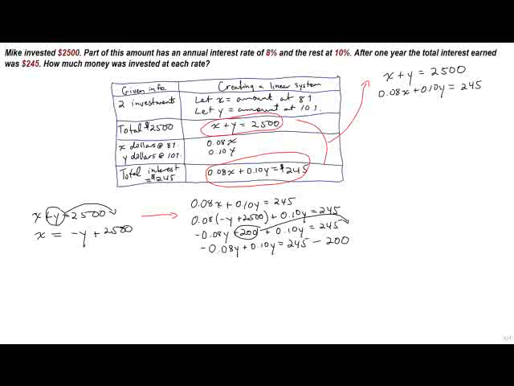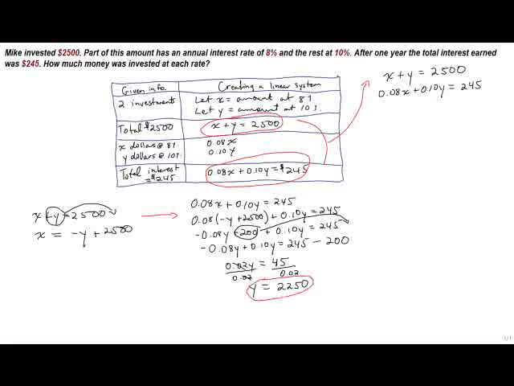So we have negative 0.08 plus a positive 0.10 leaves us with positive 0.02Y will equal 245 minus 200, which is 45. Now we're going to isolate Y. What we'll do is we'll divide both sides by its coefficient, they cross each other out, leaving us with what we want. Y equals 45 divided by 0.02, which is 2,250. So we have just determined the amount invested at 10%, which we found to be 2,250.